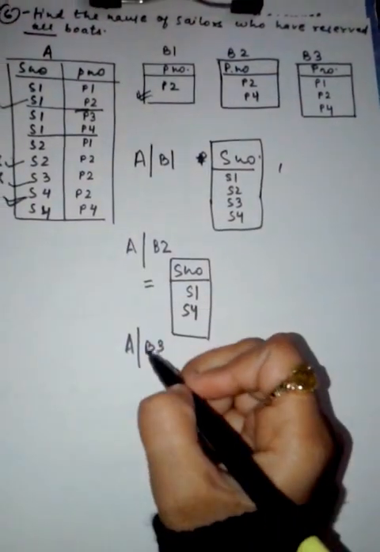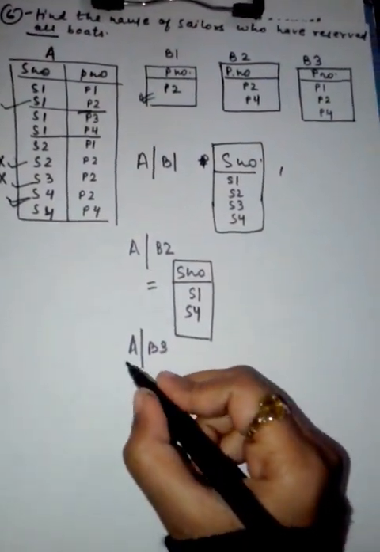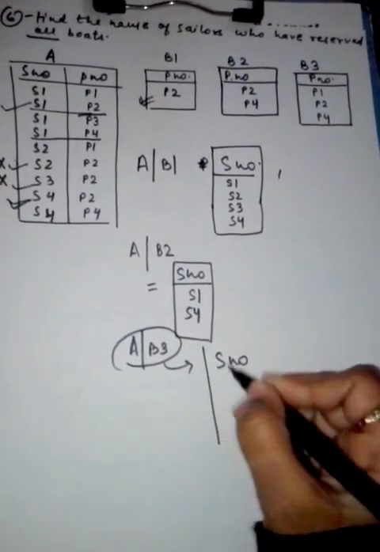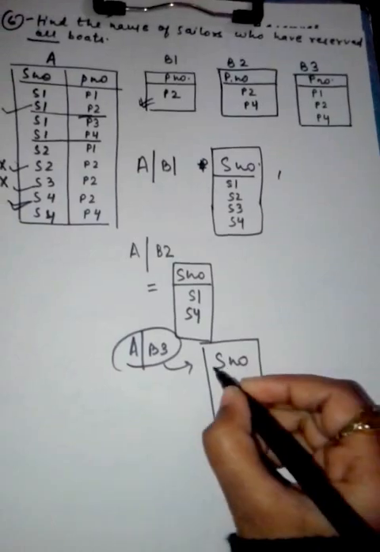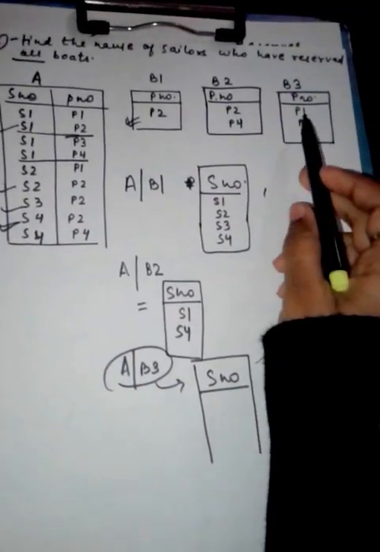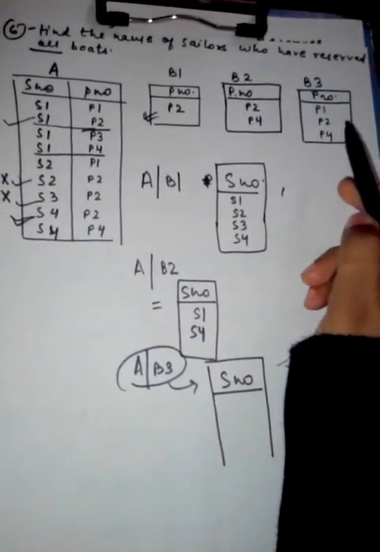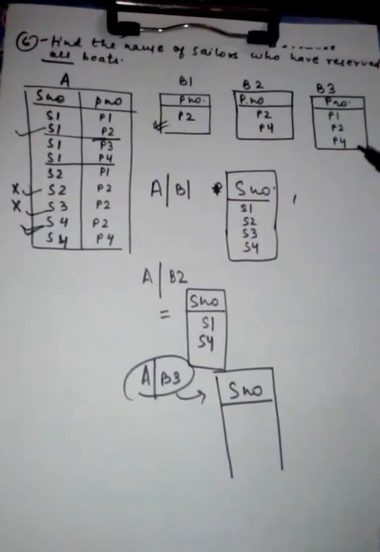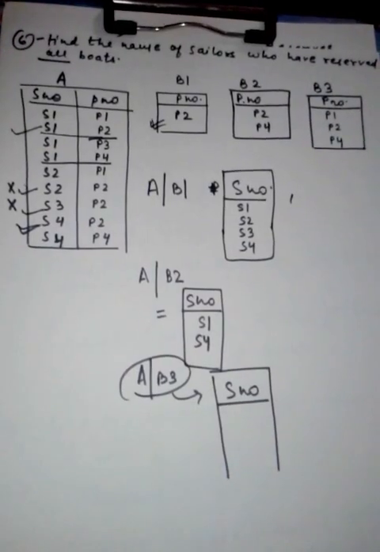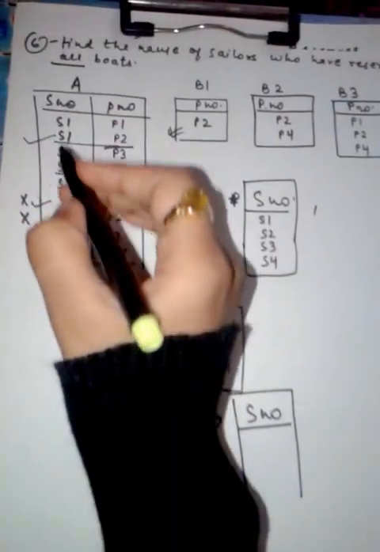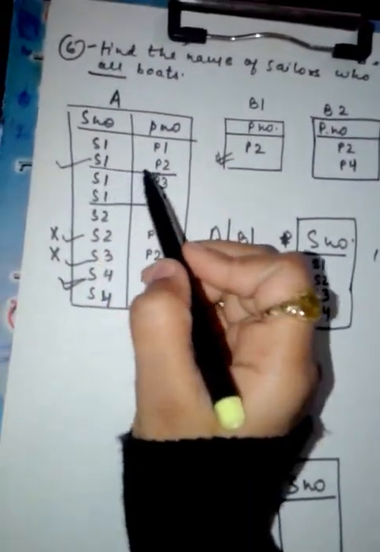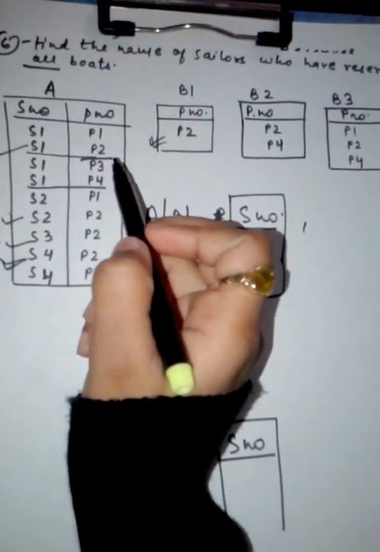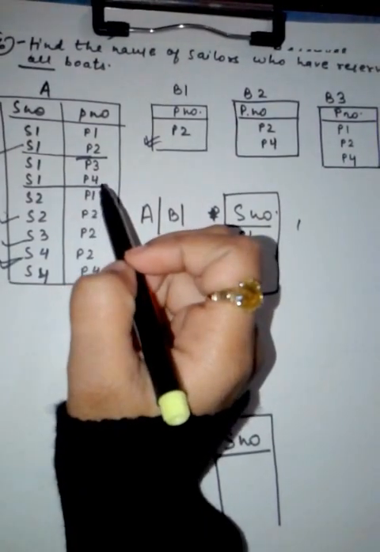If we have to perform A divided by B3, this will represent those seller numbers which contain P1, P2 and P4, not only P1 or P2 or P4, but all of P1, P2 and P4. So let's check with S1. S1 contains P1, it contains P2 and it contains P4.